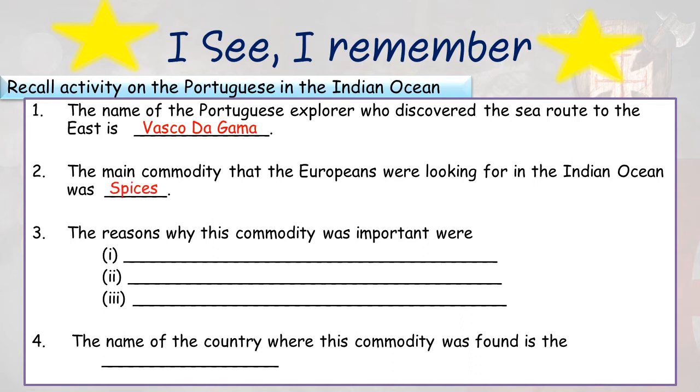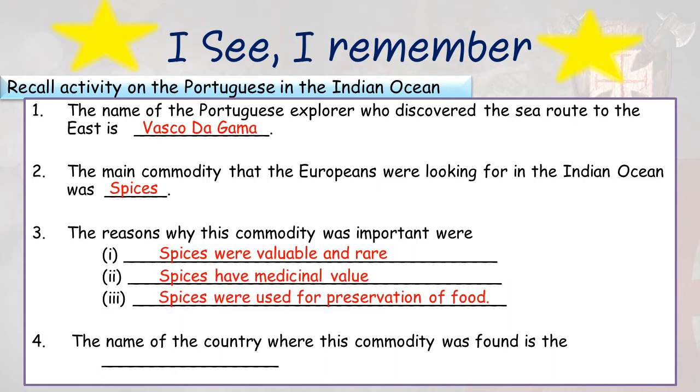Number 3. The reasons why this commodity was important were: firstly, spices were valuable and rare. Secondly, spices have medicinal value. Thirdly, spices were used for preservation of food. Number 4, the name of the country where this commodity was found is the East Indies.